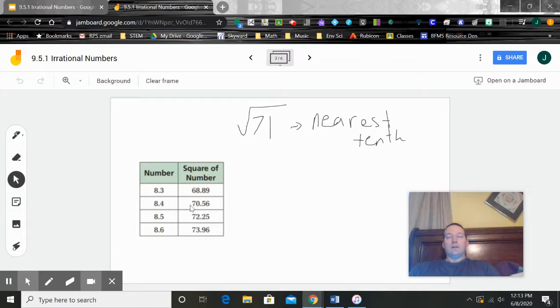So which one is it closer to? Well, 71 is clearly closer to this one than that one. So radical 71 is about 8.4. Now some of you are like, wait a minute, Miss Prod, I can just use a calculator. You're right. You could just use a calculator. This is for if you don't have a calculator: how can you estimate its value relatively quickly?